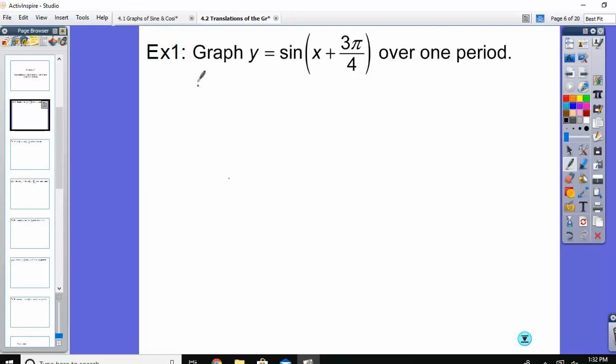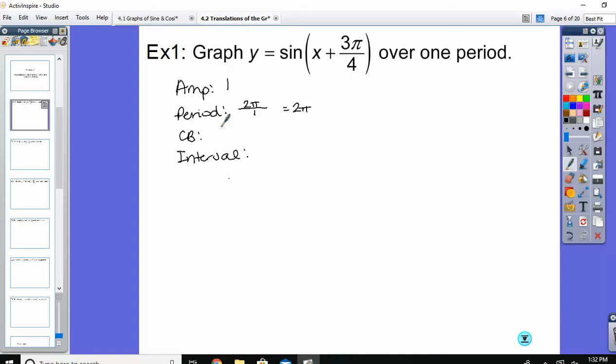So we are going to approach this a little bit differently. We're going to go through and still do the amplitude, period, and count by, but I'm going to add one more piece to it called an interval. What is the amplitude here? 1. Period is 2 pi divided by the number multiplied with x, which is just a 1. So my period is just 2 pi.